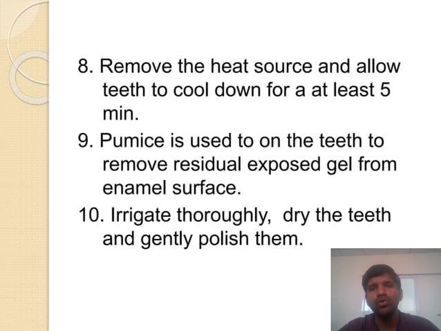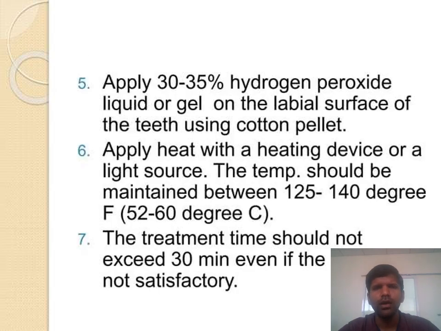Pumice is used on the teeth to remove residual exposed gel from the enamel surface. Irrigate thoroughly, dry the teeth, and gently polish them. Apply 30 to 35% hydrogen peroxide liquid or gel on the labial surface of the teeth using a cotton pellet. Apply heat with heating device or a light source.